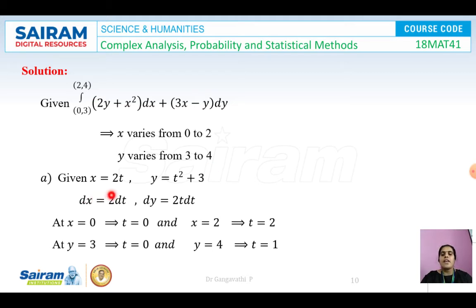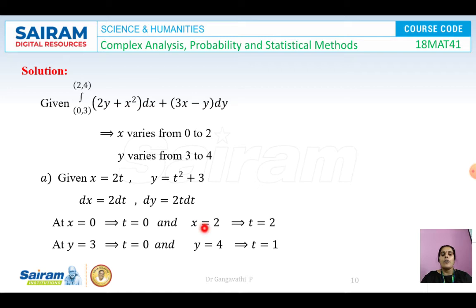And given x is equal to 2t and y is equal to t square plus 3 is an equation of the curve given for us. And so let us differentiate it. dx will be equal to 2 dt and dy is equal to 2t dt. So now, since we are substituting x is equal to 2t, that is x in terms of t and y is also in terms of t. The limits are with respect to x and y. So since we make a substitution with respect to t, the limits also must be evaluated with respect to t. So take x is equal to 0. When x is equal to 0 here, 2t also will be equal to 0, which implies t is 0.